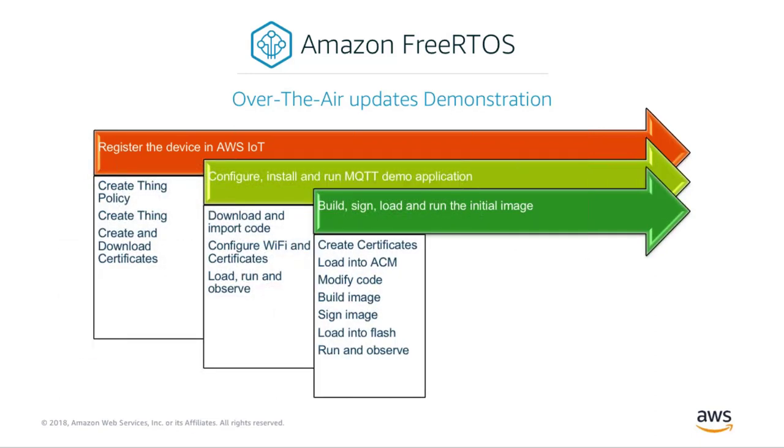Once we have the demo application with the Wi-Fi configured, we will burn this firmware into the device itself. This firmware will have the OTA agent running and listening to AWS IoT Core for any OTA messages. In the demo, I will also be using the IDE, or Integrated Development Environment, from Texas Instruments, which is called Code Composer Studio.